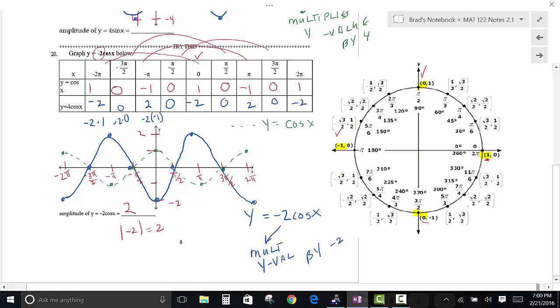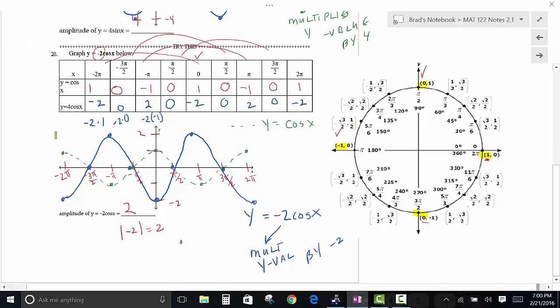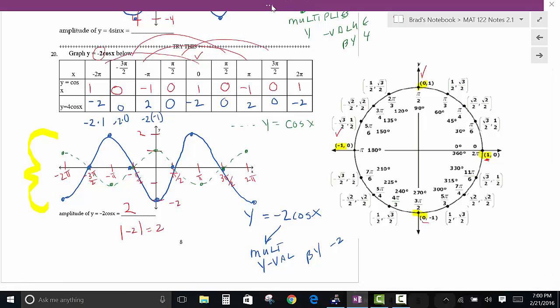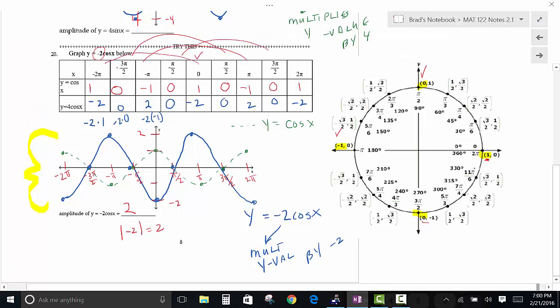Okay? So you have a reflection and you have a stretch. You have an amplitude of 2. Again, I want to stress one more time that what the amplitude really is doing is finding half of the distance between those two values. So if you look at this distance right here, the distance from 2 to negative 2 is 4, but half of 4 is 2.